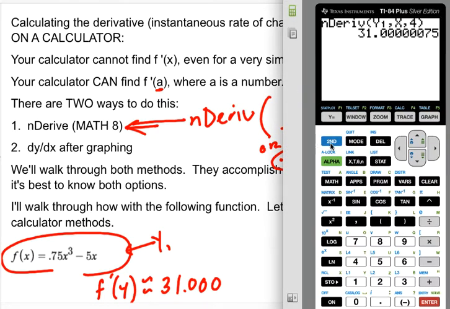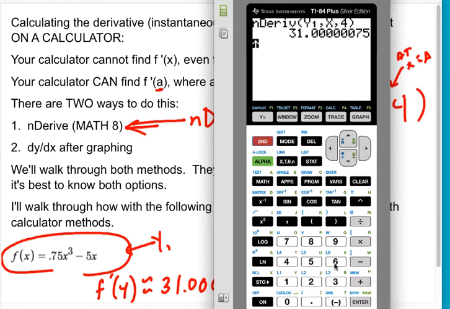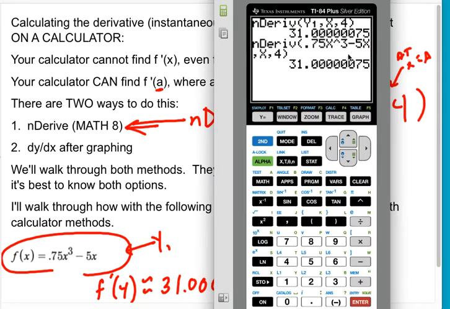And again, just to be clear, if instead of doing y1, I wanted to type in the whole function, so if I wanted to type in 0.75x to the third minus 5x, I'm going to get the same answer, still the 31. My suggestion to you is that this gets really cluttered and complicated, so it's a lot easier, especially when the functions get really ugly and have division, if you put the function in as y1 or y2 and so on. Especially when we get to problems where you're going to be differentiating multiple functions at the same time, you're going to have a much easier time if you do y1, y2, etc. Okay, so that's one way to do it.